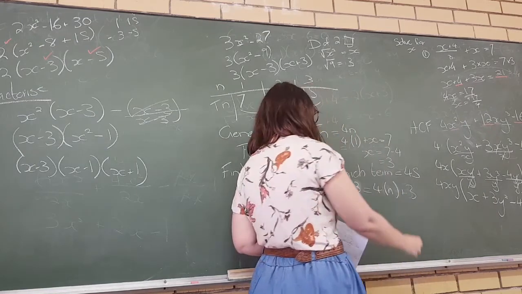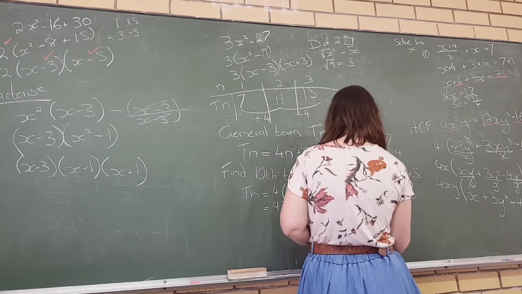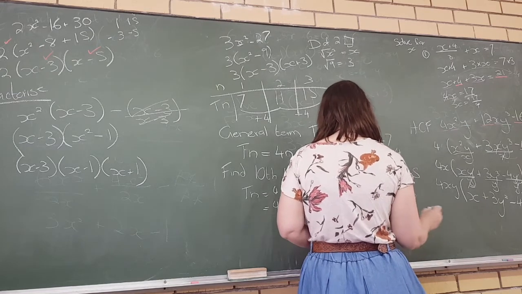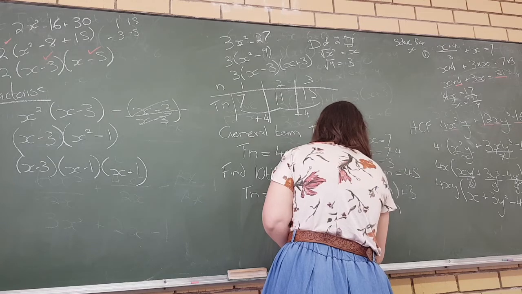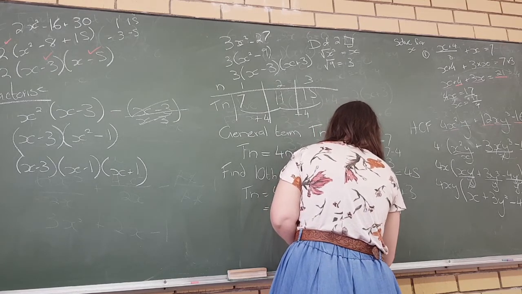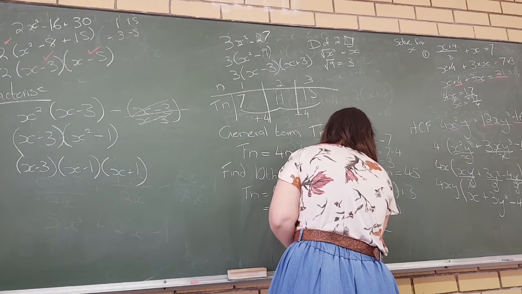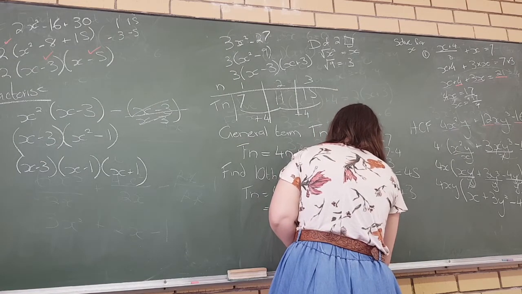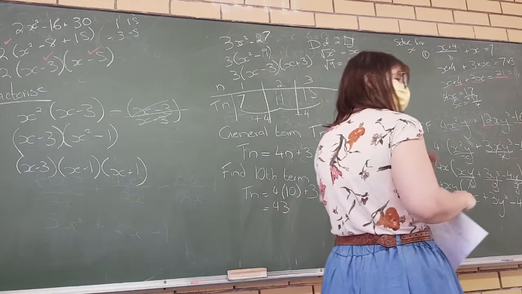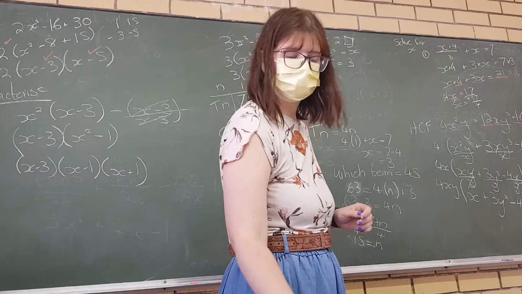Now what I do is I take my 3 over. I say 63 minus 3 is equal to 4n. So I say 60 is equal to 4n. I divide both sides by 4, and I get n, 15 is equal to n. So 60 divided by 4 is 15. I'm going to do it again.